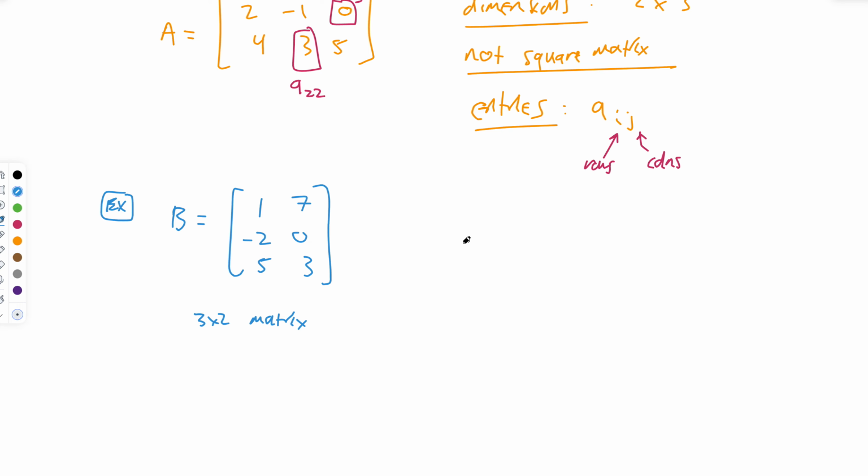And the question might ask me to figure out what is, right? So like find B31. So it'll ask me for something like this. So B31, what would B31 be? Well, B31 would be row 3, column 1. Row 3, column 1 would be 5. Okay. Row 3, column 1, we got 5.